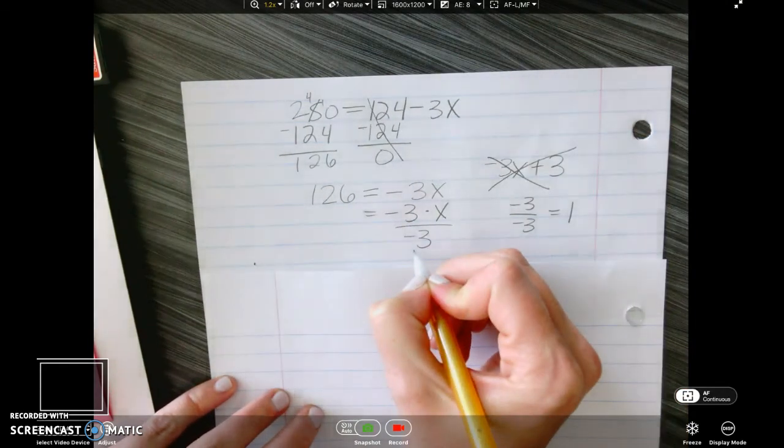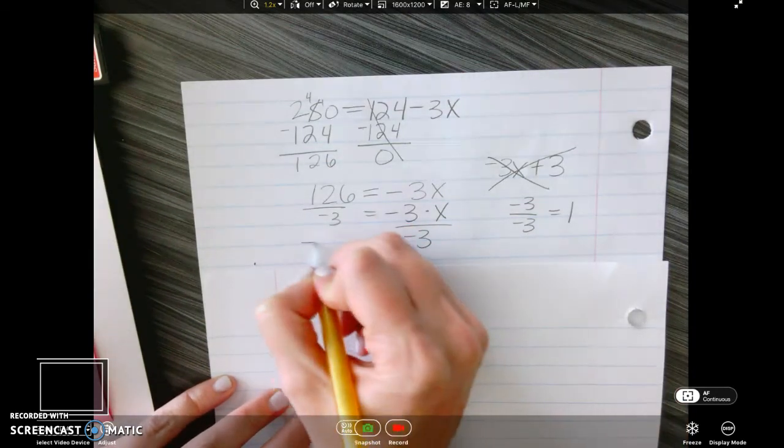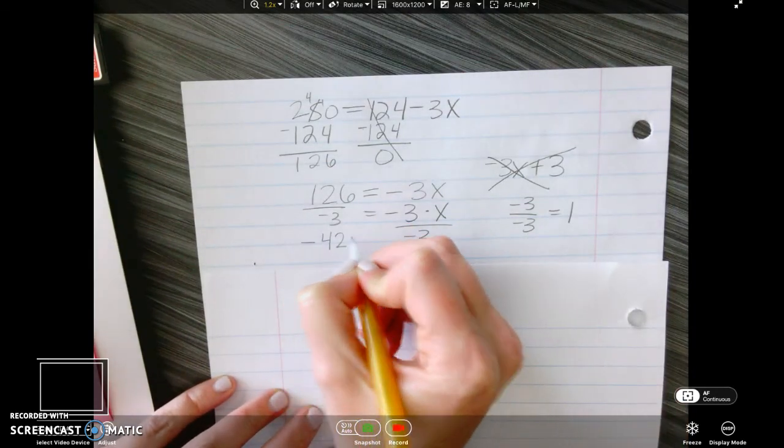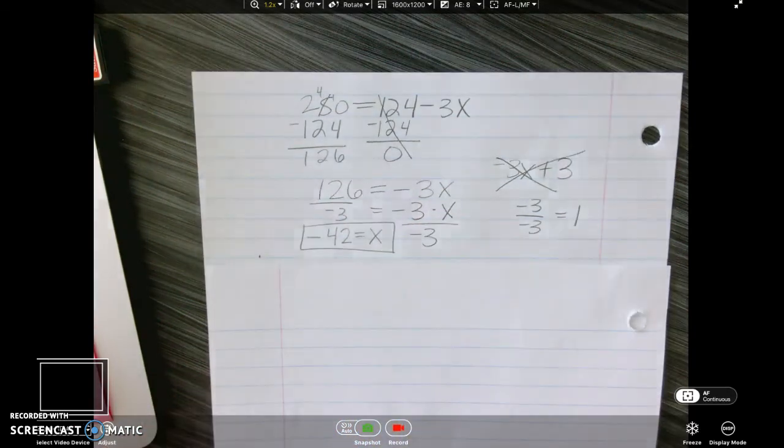So I'm dividing this side by negative 3, so I need to come over and divide this side by negative 3, and I will get negative 42. So my answer is negative 42 equals x.